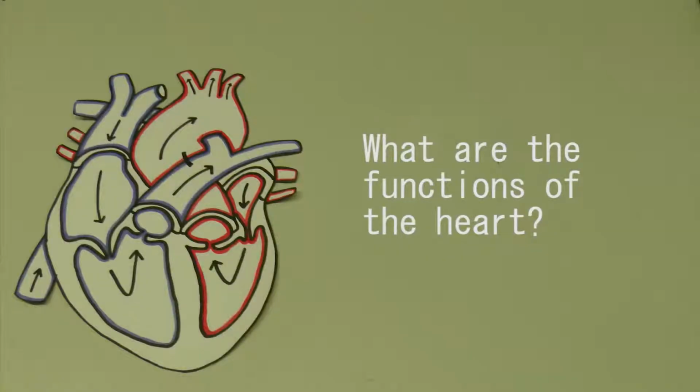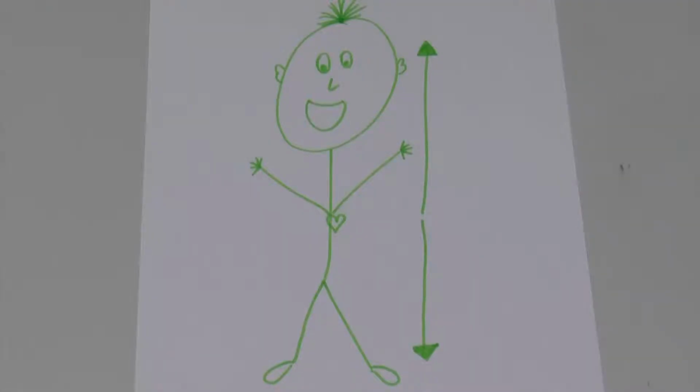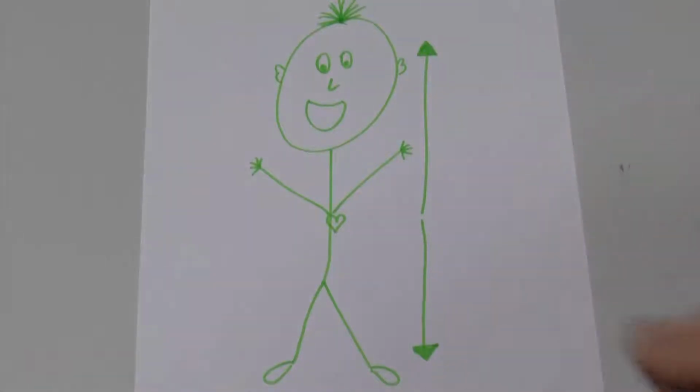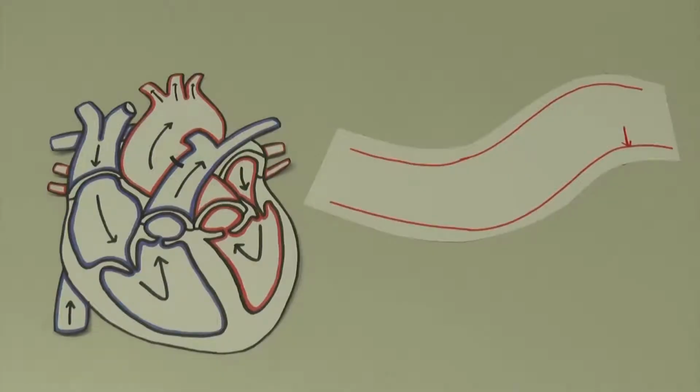So what are some of the functions of the heart? The heart helps to control blood pressure, which is important because blood must reach the furthest parts of the body to give an adequate supply of oxygen and nutrients to all tissues.